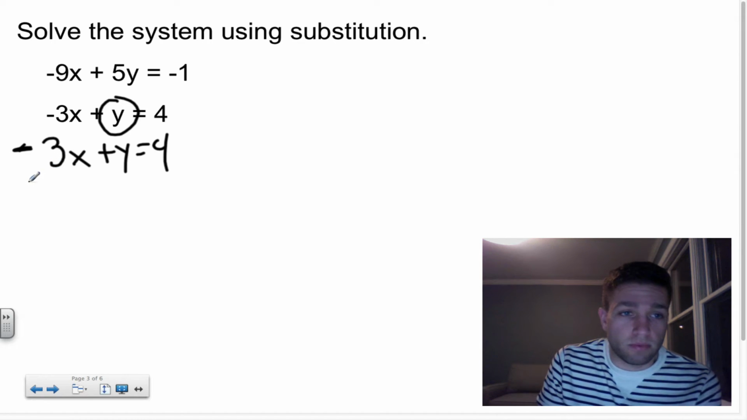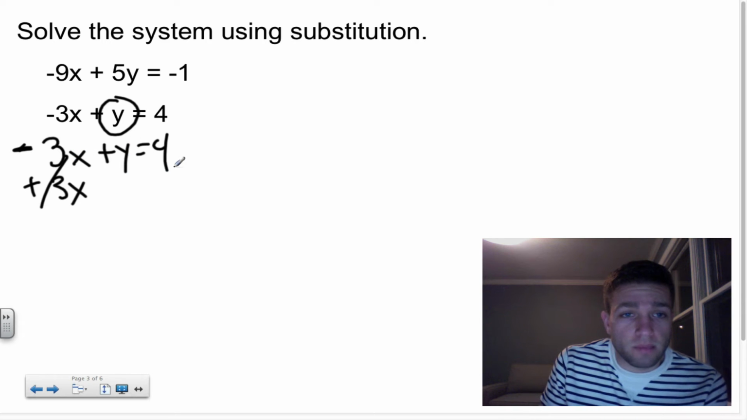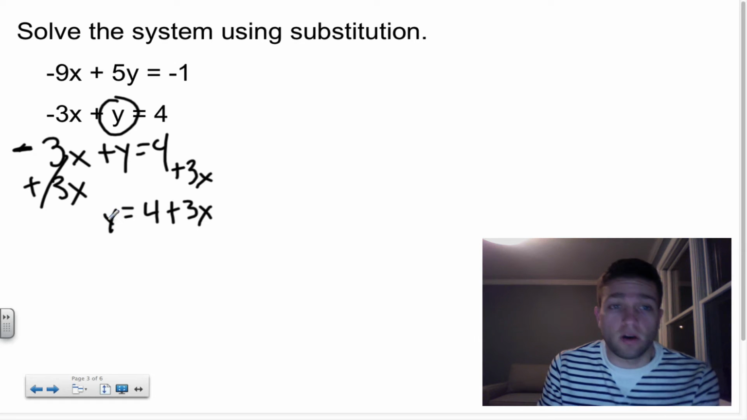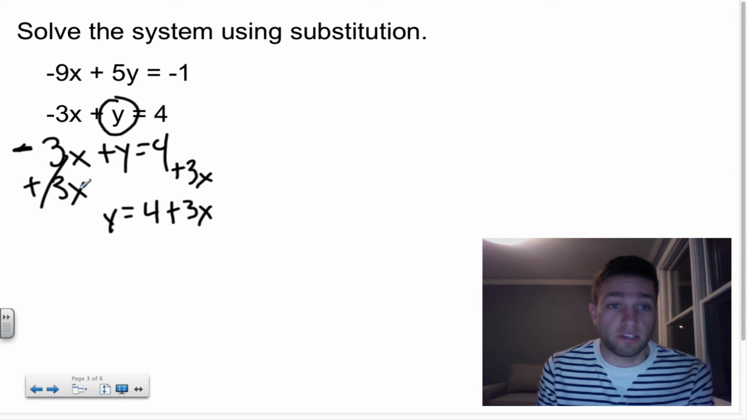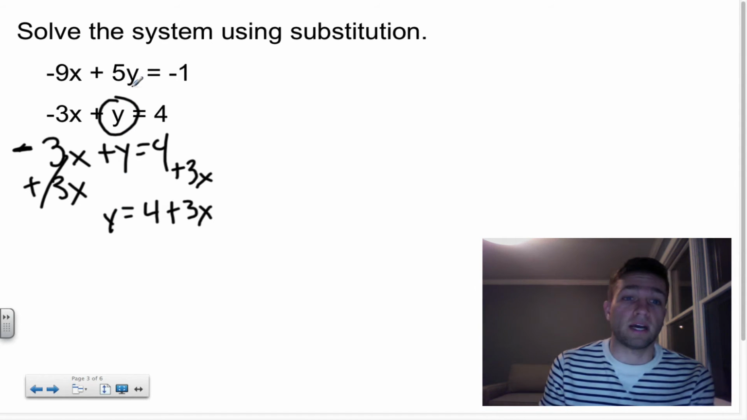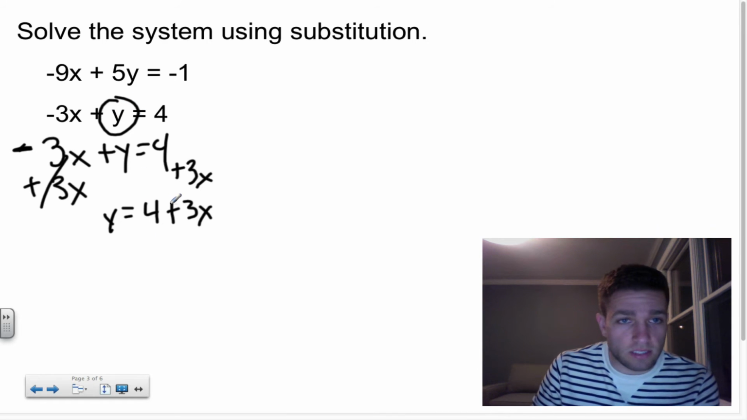Well, I can do its inverse operation. So what's the opposite of minus 3x? Plus 3x. So that effectively gets rid of it here. But whatever you do to one side, you do to the other. So now I've got y equals 4 plus 3x. And now I've got y by itself. I didn't change the equation, I just rearranged it. So now I've got y, and I can plug it into this first equation for y, substitute it, and I can solve. So let's do that.